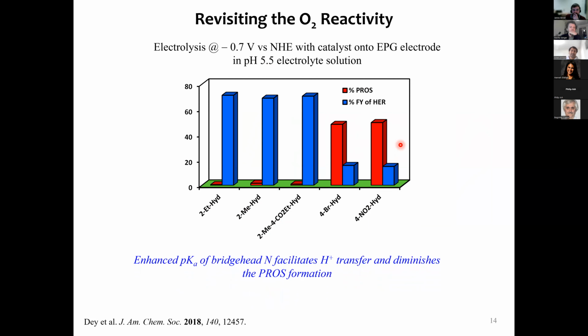So this result indicates that the enhanced pKa of the benzyl nitrogen can facilitate the proton transfer and diminish the ROS formation. Also, the selective reduction of oxygen to water can increase the selectivity as well as stability of the model complexes.